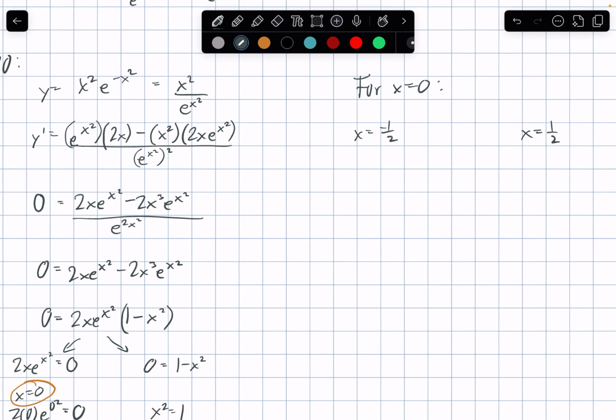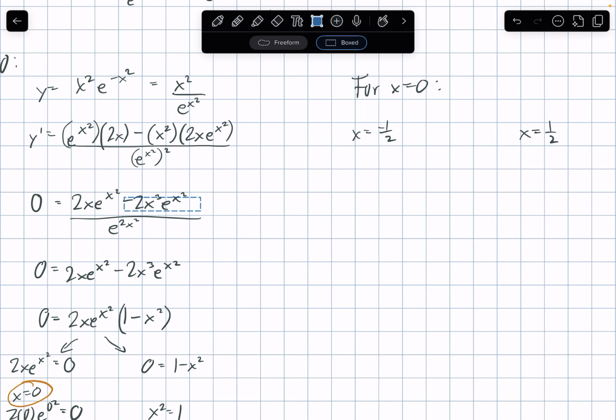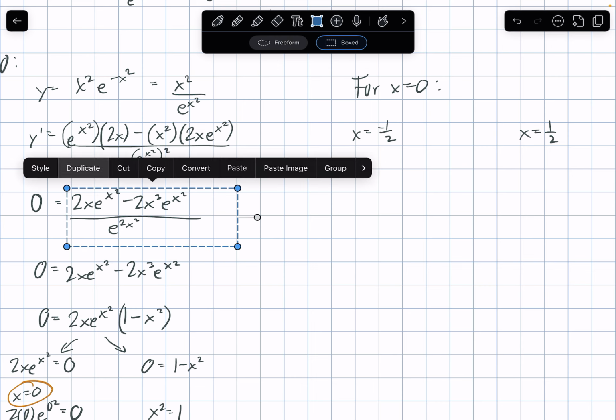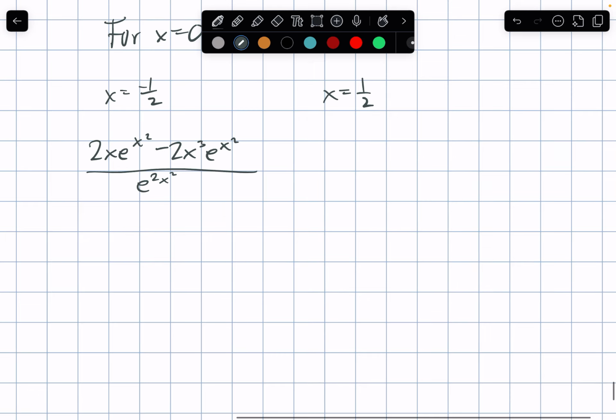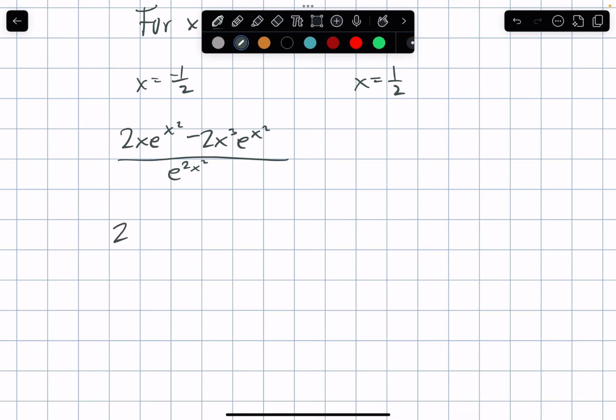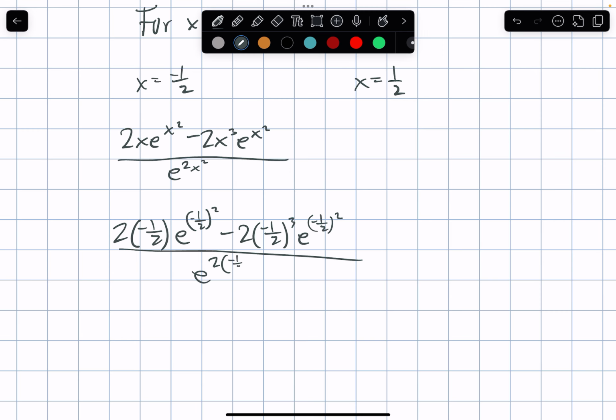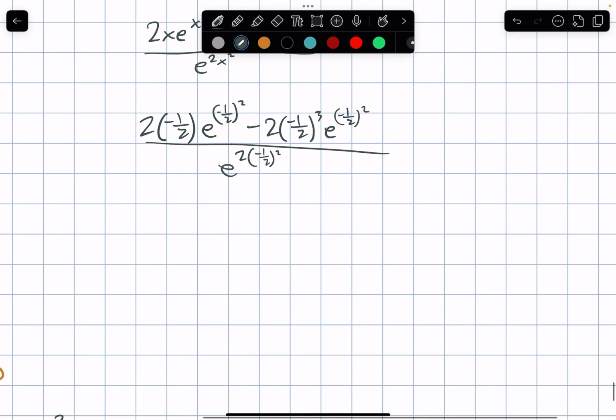So what do we do then? We copy the first derivative of the function. Then we substitute the values. Then we simplify. So 2 times negative 1/2 e raised to negative 1/2 squared minus 2 times negative 1/2 cubed e raised to negative 1/2 squared over e raised to 2 times negative 1/2 squared. Further simplify.